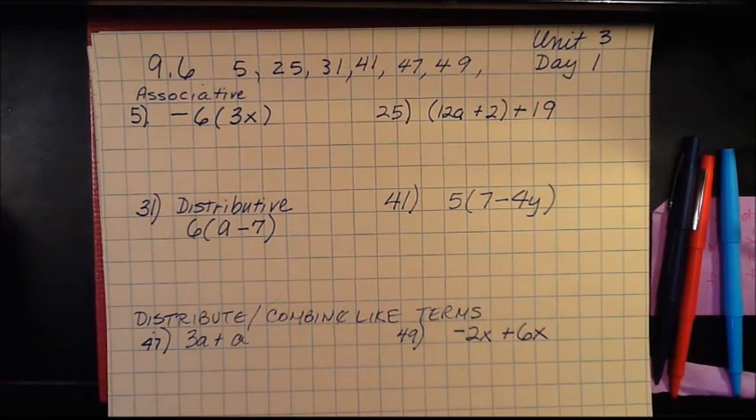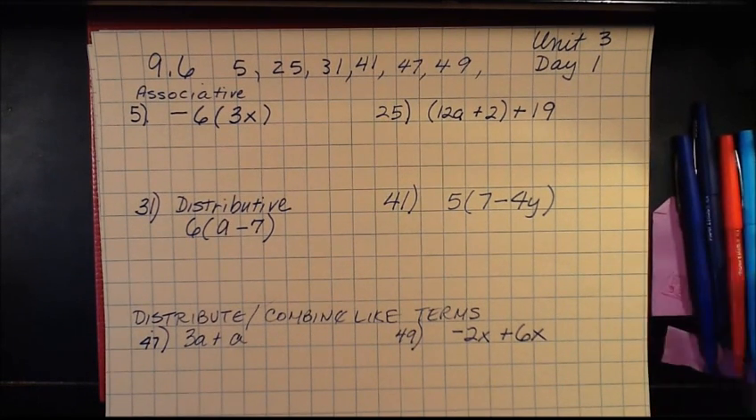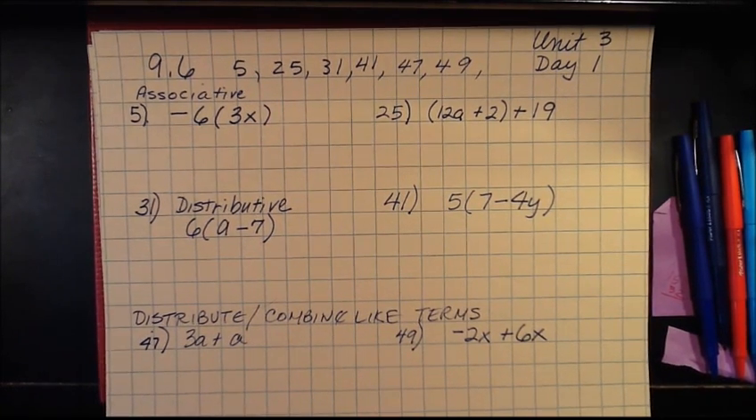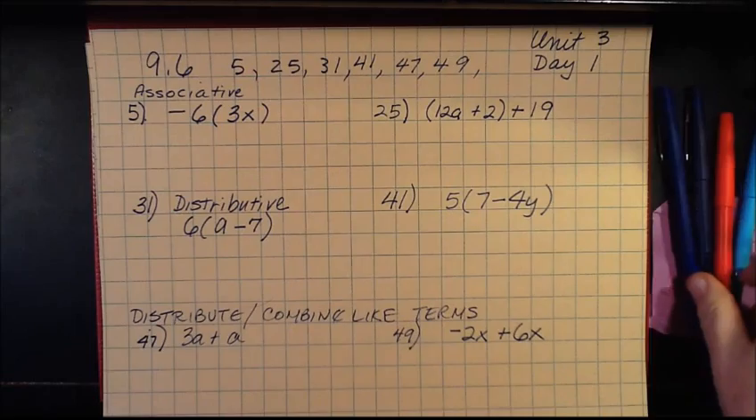This is the video for Unit 3, Day 1, Chapter 9.6, the bolded problems. The first problem we have is number 5, and it tells us to use the associative property to simplify this problem. This is just an expression because there's no equal sign.